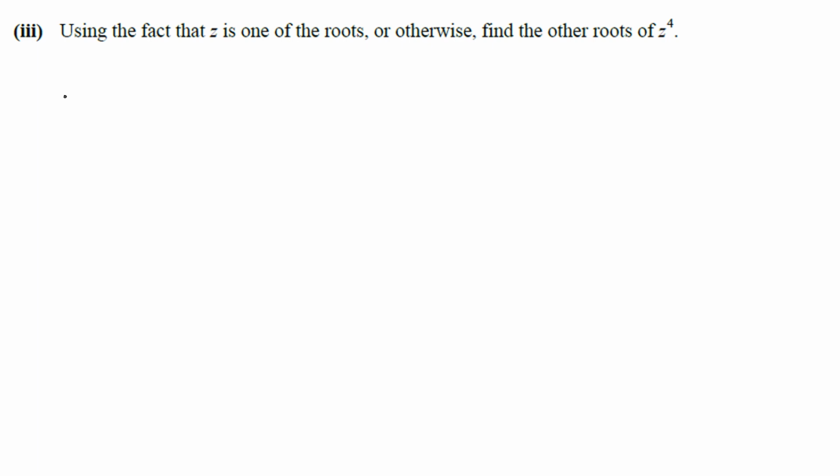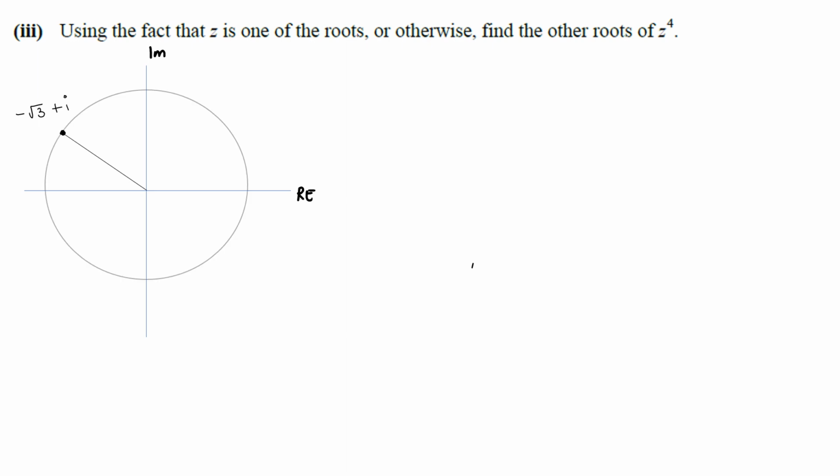Using the fact that z is one of the roots, or otherwise, find the other roots of z to the power of 4. So I'm going to show you a nice little shortcut that works here. It only works with the power of 4. The 'or otherwise' is talking about using de Moivre's theorem, which we'll see in another example. So the first thing I'm going to do is draw an Argand diagram, with the real axis and my imaginary axis. We're talking about z to the power of 4, so I'm looking at z first, and z is here, minus root 3 plus i.